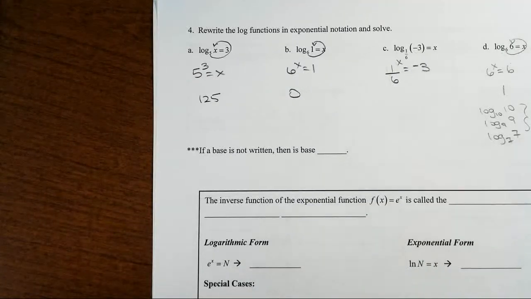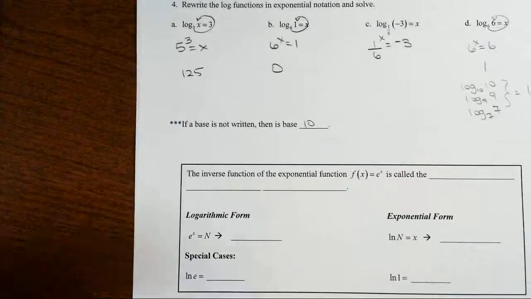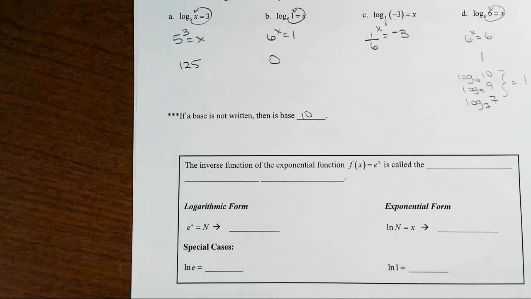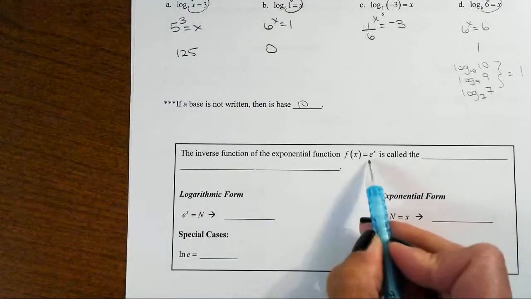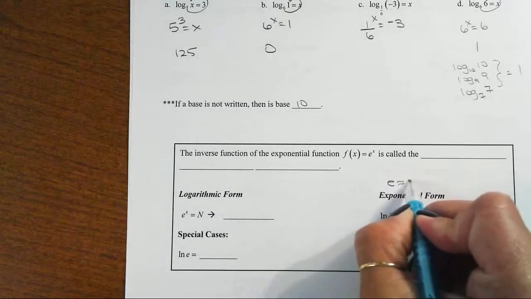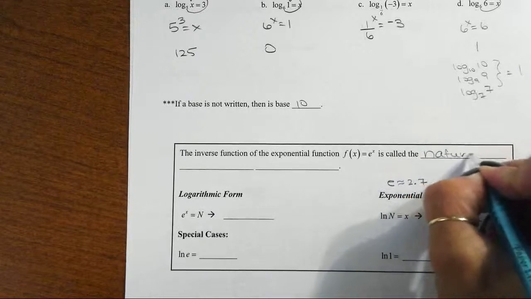If a base is not written, then it is implied to be base 10. These are all common logs. If the inverse of the exponential function is e to the x, remember the approximate value of e is about 2.7. This is known as the natural log function.